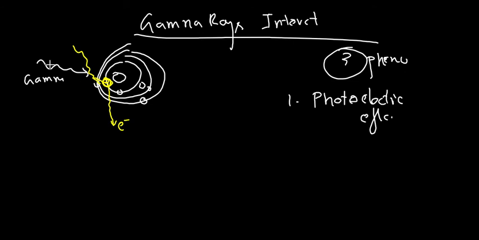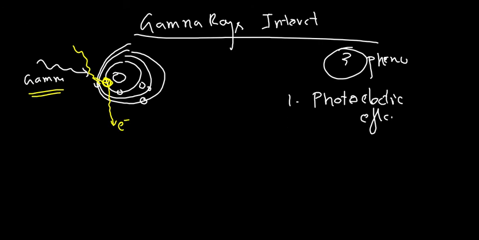When the gamma photon strikes an atom, the electron in the innermost orbit, which requires very high energy to break, can be ejected because of the very high energy offered by gamma rays. This particular effect is called the photoelectric effect. It absorbs the energy and the electron ejects out. That's the photoelectric effect. This is the most prominent effect in gamma ray interaction.